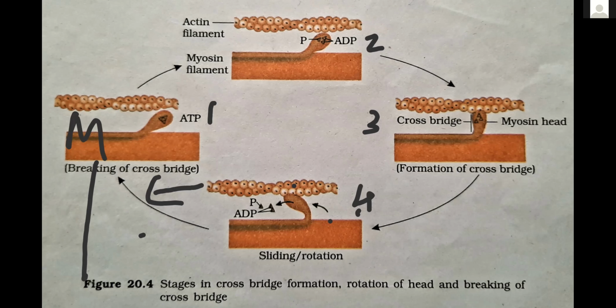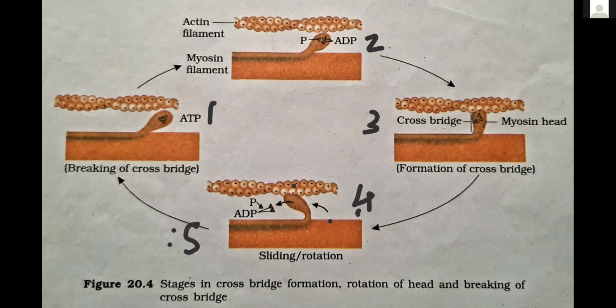Now, I repeat the fourth step: the cross bridge will bend and slide the thin filament inward towards the M line. I repeat, the cross bridges will bend and slide the thin filament inward towards the M line.